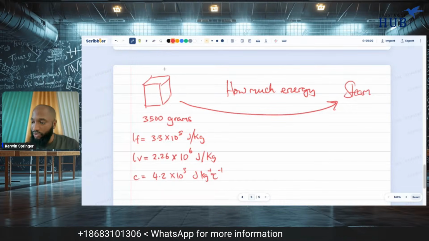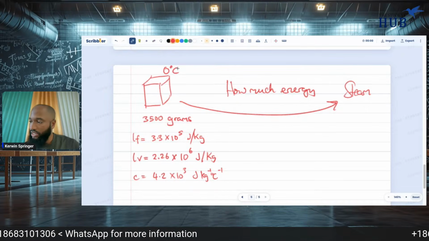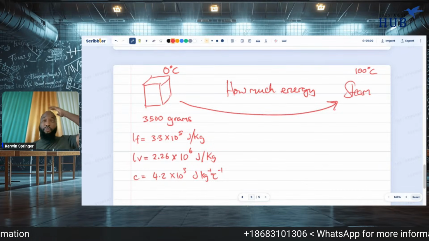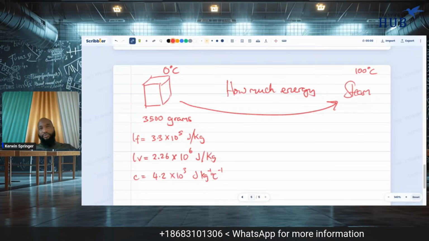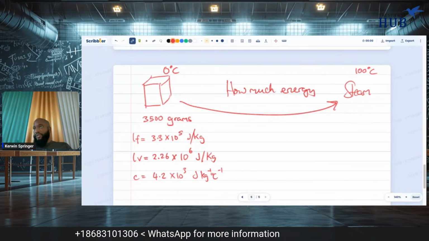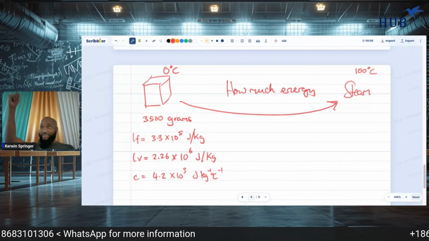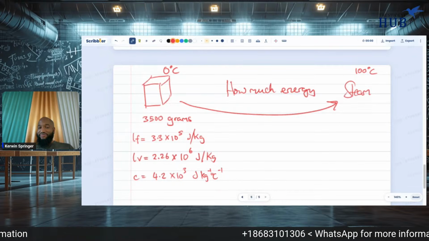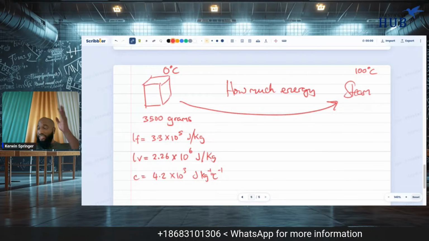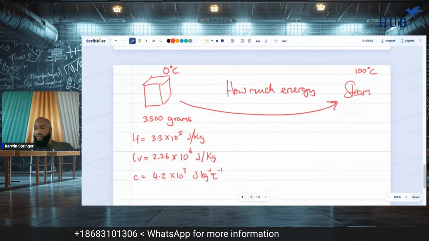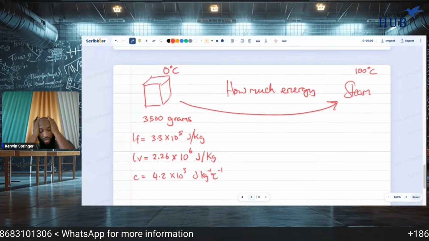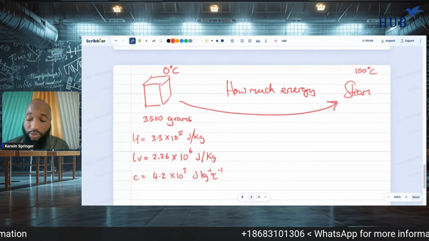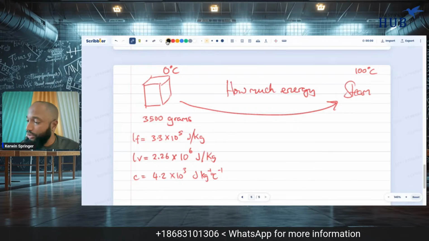So this started from 0 degrees Celsius, and this is 100 degrees steam. How do you change a block of ice at 0 degrees Celsius to steam? The energy for that. Proceed. You're going from ice to water to steam. Don't talk it, do it as fast as you can. You could quickly scribble it. Don't talk it, do it.